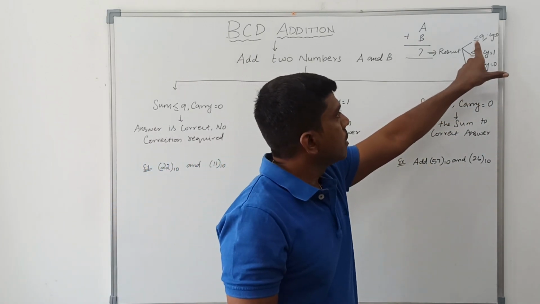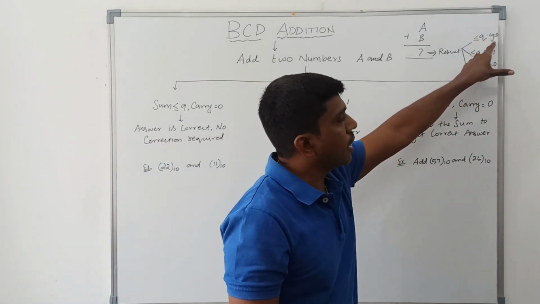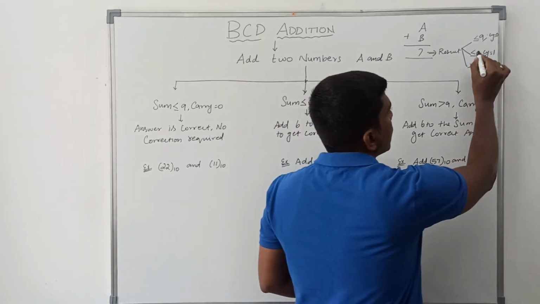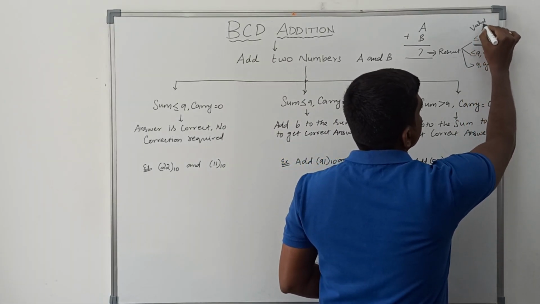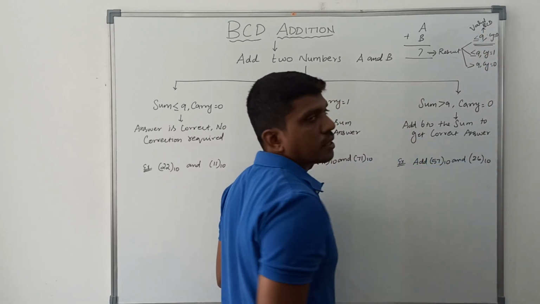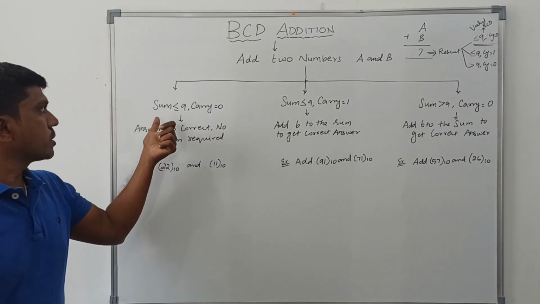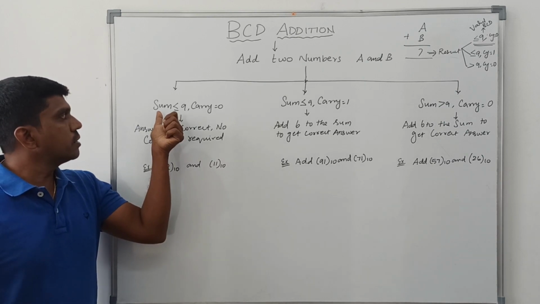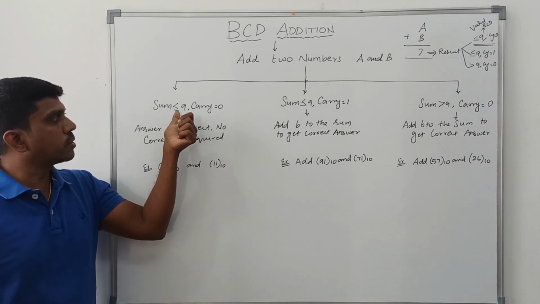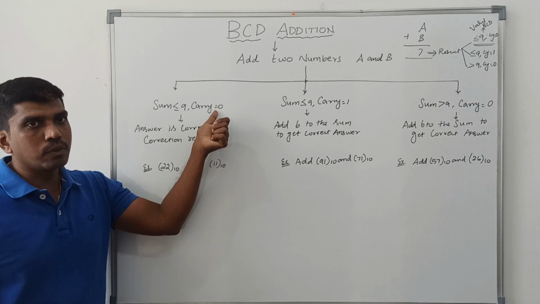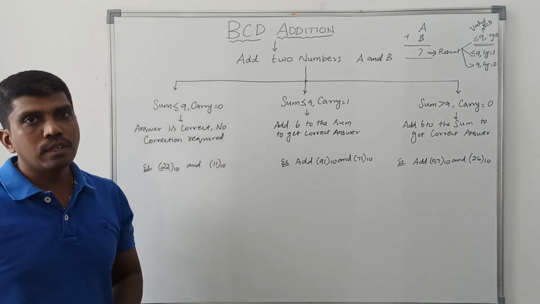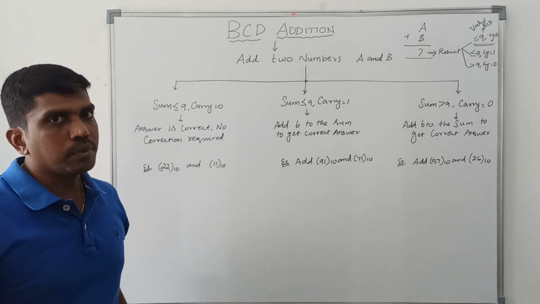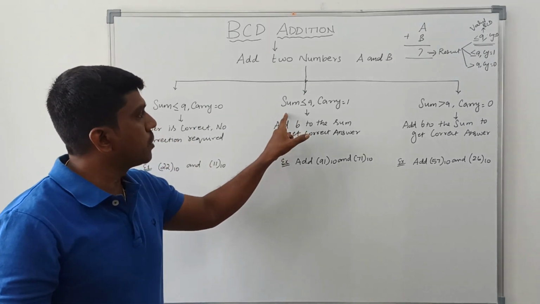First case, sum is less than or equal to 9, carry value equal to 0. In the sense, the result is valid BCD. The corresponding result is correct. There is no correction required. So it's the first possible case. Then come to the second possible output.